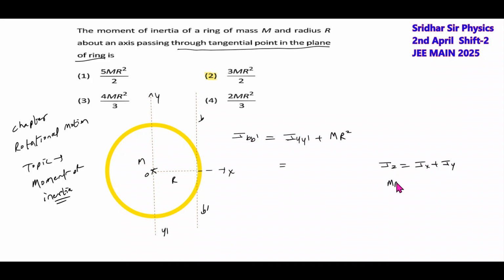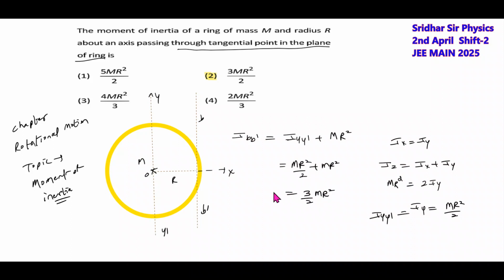We know Iz is mr square. What do you mean by Iz? Moment of inertia of the ring about an axis passing through the center and perpendicular to its plane. It should be equal to mr square. And about the x and y axes, it will be symmetric, so 2Iy. So Iy is equal to mr square by 2, which is nothing but I_YY dash. Adding mr square, total it will be 3 by 2 mr square. This will be our answer.